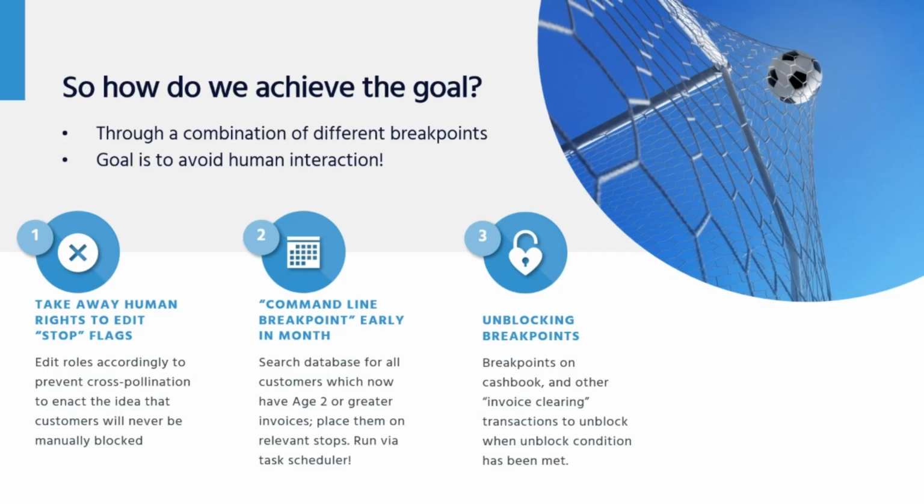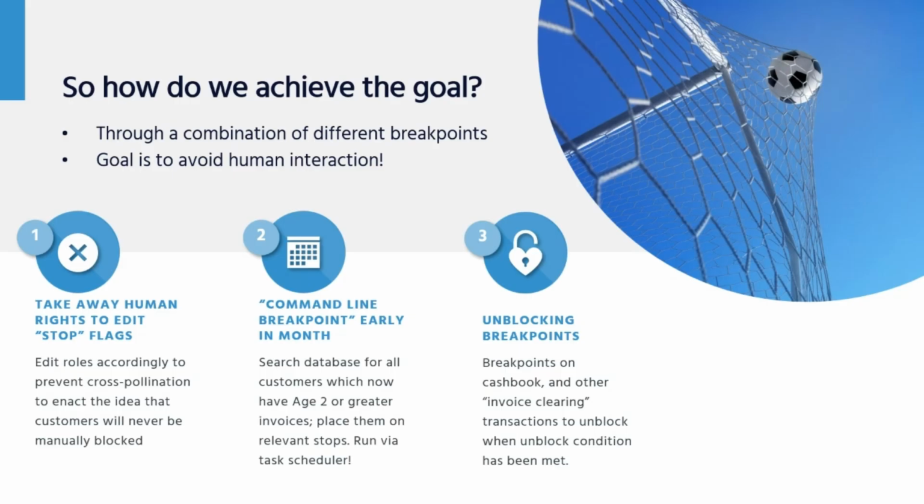And then finally, of course, we now need those breakpoints to unblock when they become relevant. So we're going to need something on a cash book, because once they pay their invoices, but it's also important to consider we might need some breakpoints in other places as well. For example, if we processed a customer journal because we decided to give them a break and just write it off the bad debts, well, they're clearing their outstanding items. So we need to make sure that breakpoints are in every location where we can unblock. And we need to say, okay, when they've paid off their age 2 invoices, their age 2 outstanding items, tick, you may have your stops removed. And that's it.